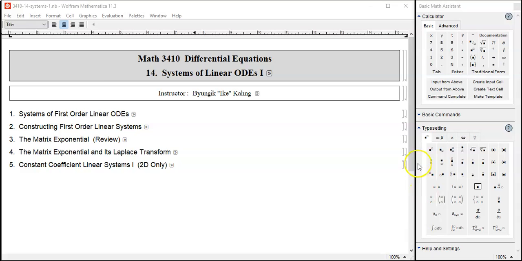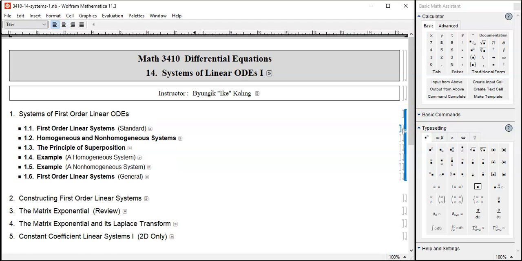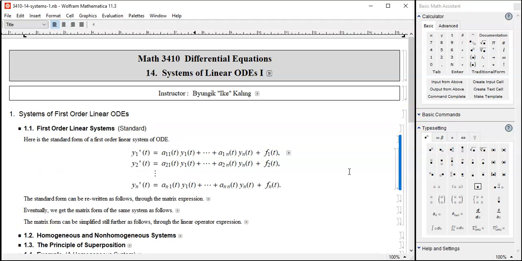Okay, let's begin. The systems of linear ODEs, and we have to start somewhere, so let's begin from the simplest possible case. The first order system written in the standard form. It looks like this. We have n equations, first line, second line, all the way up to last line, and then we have n functions to determine, y1, y2, y3, all the way over to yn.